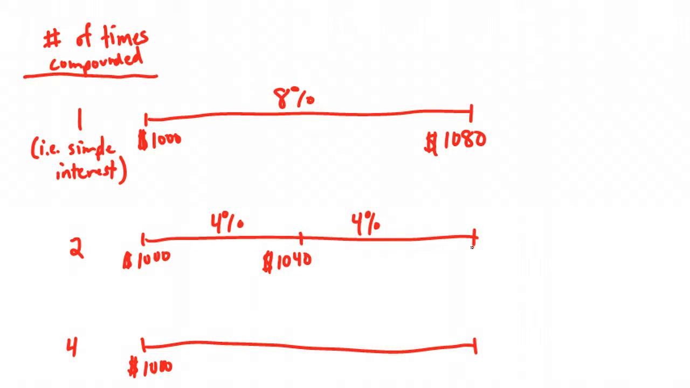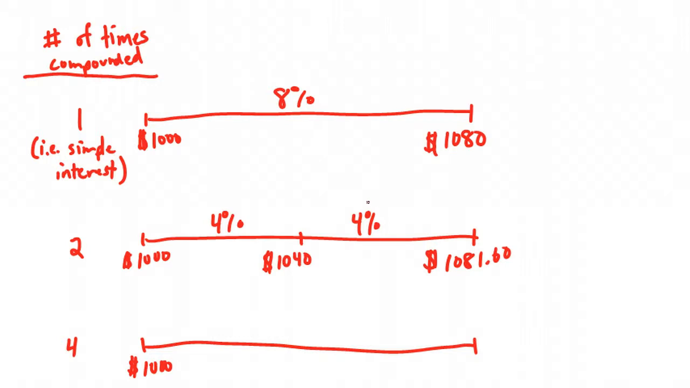Now how much will you have at the end of the year? It's not going to be 1,080 because we're not going to take 4% of our original 1,000. We're going to take 4% of our new amount, 1,040, and 4% of that is going to be more than 4% of 1,000. So how much do we have at the end of the year? Let's multiply 1,040 by 1.04, and I get $1,081.60. Notice you have a little bit more money, not much, just $1.60 more, but a little bit more than if you just had simple interest.